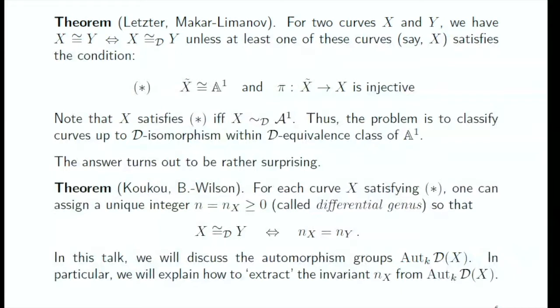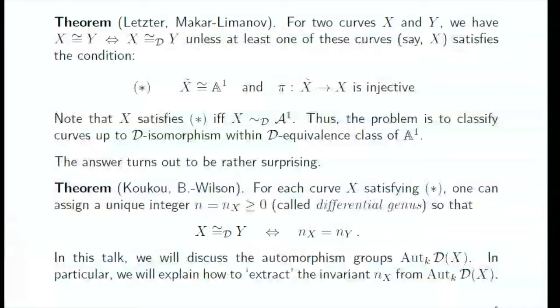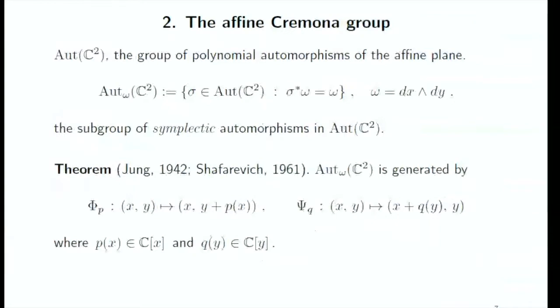But let me change the subject now a little bit, or actually completely, and start with something which is a very important object in algebraic geometry, in affine algebraic geometry, the Cremona group. So I will get back to this problem, but in a rather roundabout way. I remind you that the affine Cremona group, sometimes called the integral Cremona group, is just the group of all polynomial automorphisms of the complex plane. It's not very essential, but for the purpose of this talk, I will restrict to so-called unimodular or symplectic automorphisms. And these are just automorphisms of C2 which preserve the natural symplectic form.